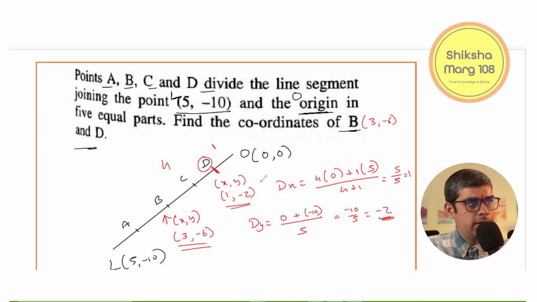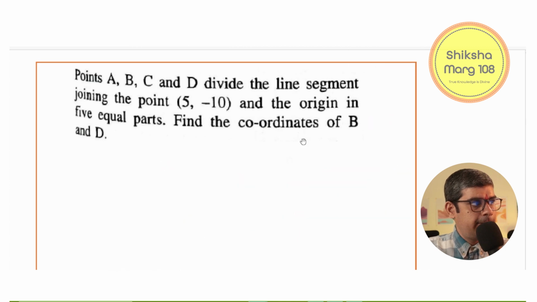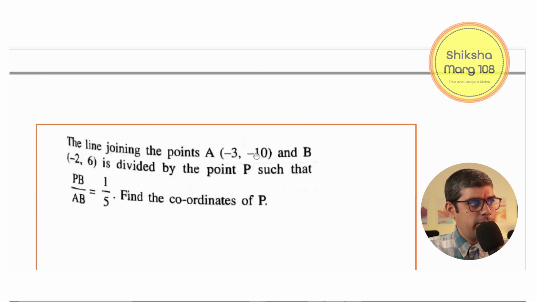So that's minus 2, and the x coordinate is 1. So I believe that's pretty straightforward. The answer is 1 and minus 2. And the coordinates of point B are 3 and minus 6. I hope that's making sense. Well done. Let's quickly go to the next question now.